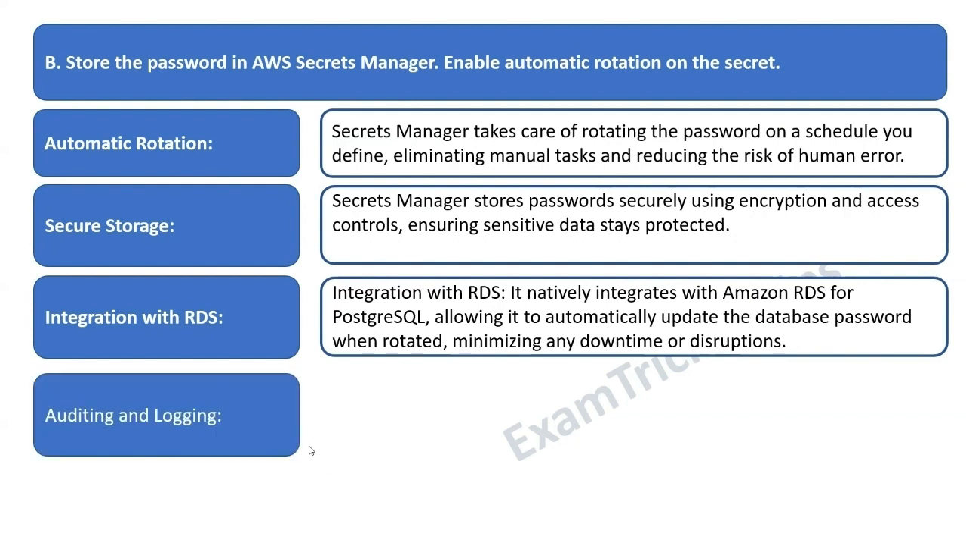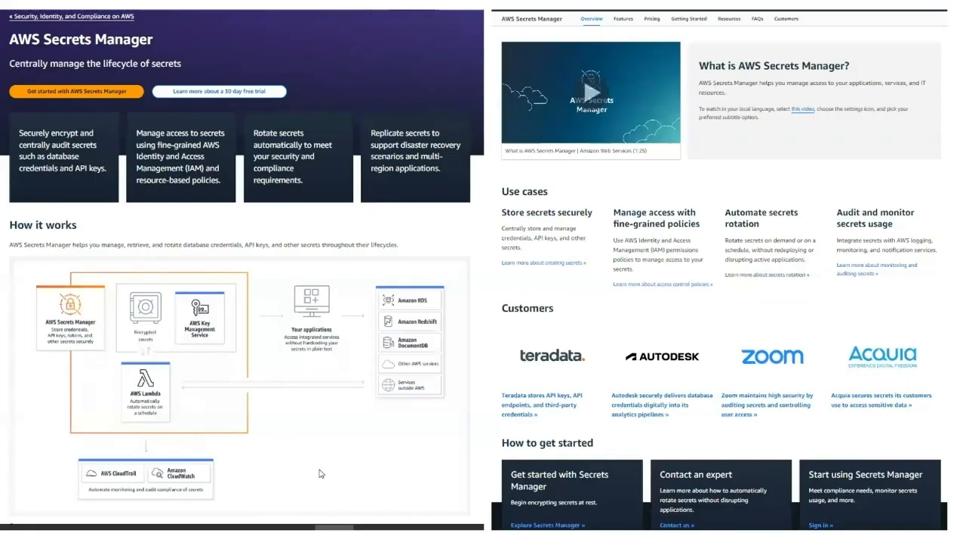And another important thing, it also has auditing and logging. Secret Manager provides detailed logging of auditing of password, access rotation events, etc. So in case you have to go back and check for compliance purpose, who all accessed the passwords or changed it, you have that audit trail. So perfect solution. Let's look at AWS Secret Manager, AWS documentation as well.